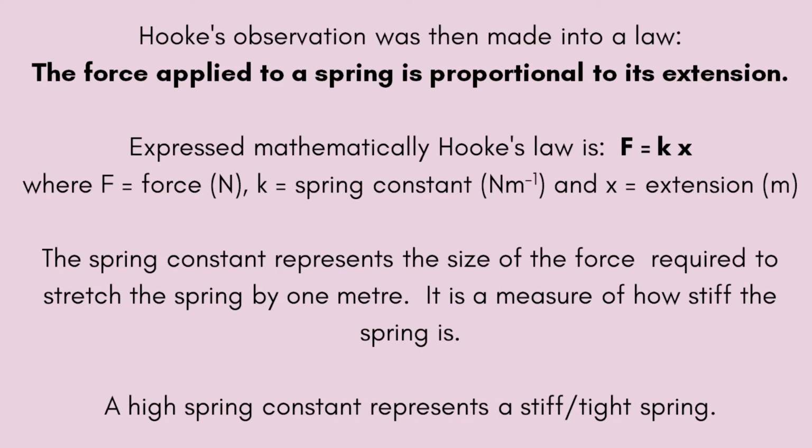Hooke's observation was then made into a law. The force applied to a spring is proportional to its extension. Expressed mathematically, Hooke's law is force is equal to some type of spring constant times extension. The spring constant represents the size of the force required to stretch the spring by 1 meter. It is a measure of how stiff the spring is. A high spring constant represents a stiff, tight spring.